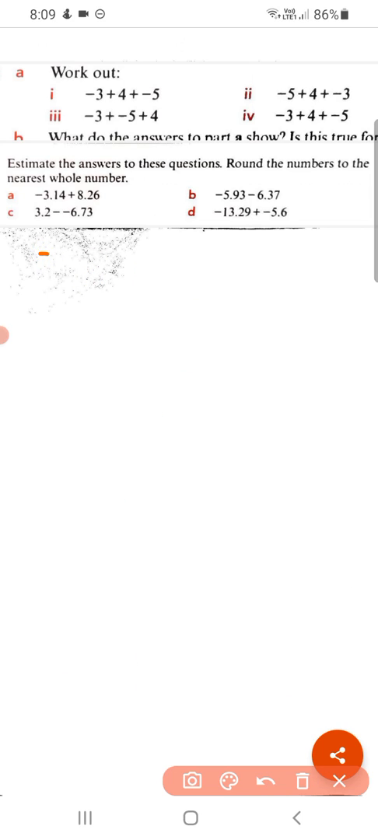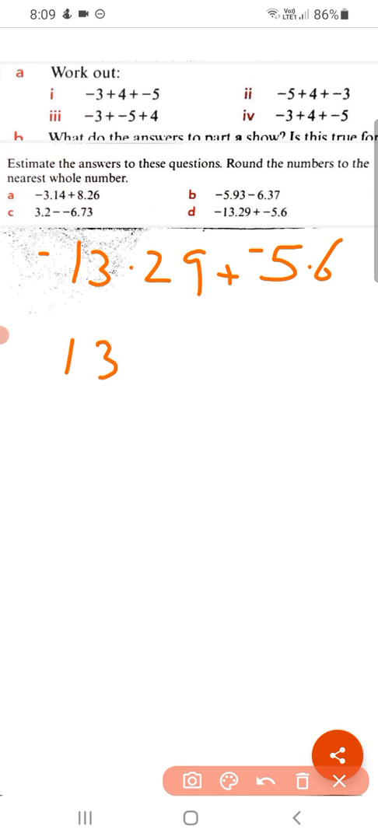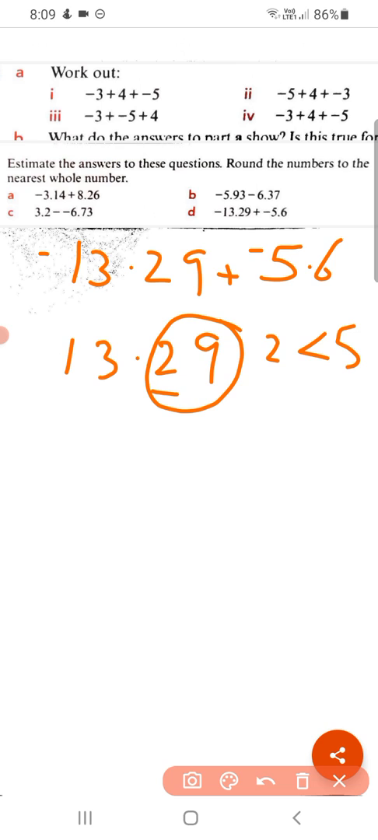Last question is negative 13.29 plus negative 5.6. 13.29. First round to the nearest whole number. Check the 10th place. 2. 2 is less than 5. So remove this part. So 13.29 becomes 13. Okay. Since the 10th place is less than 5.